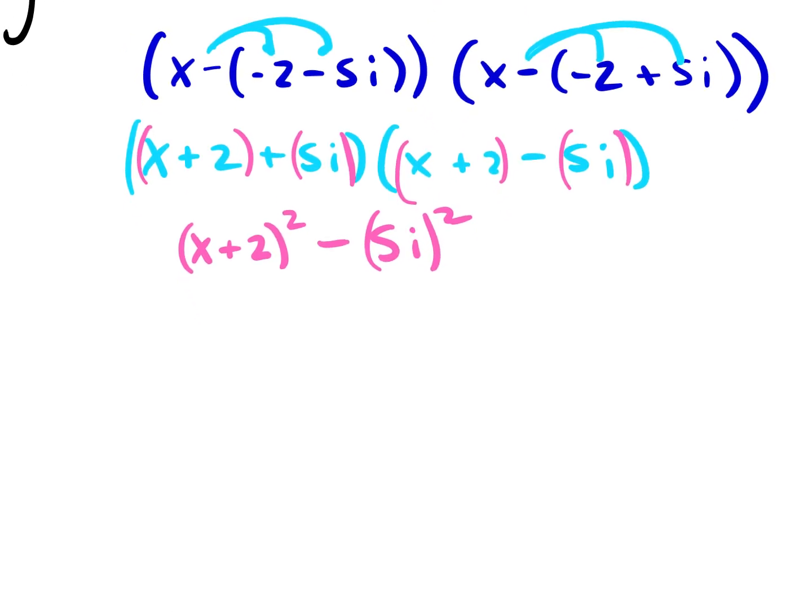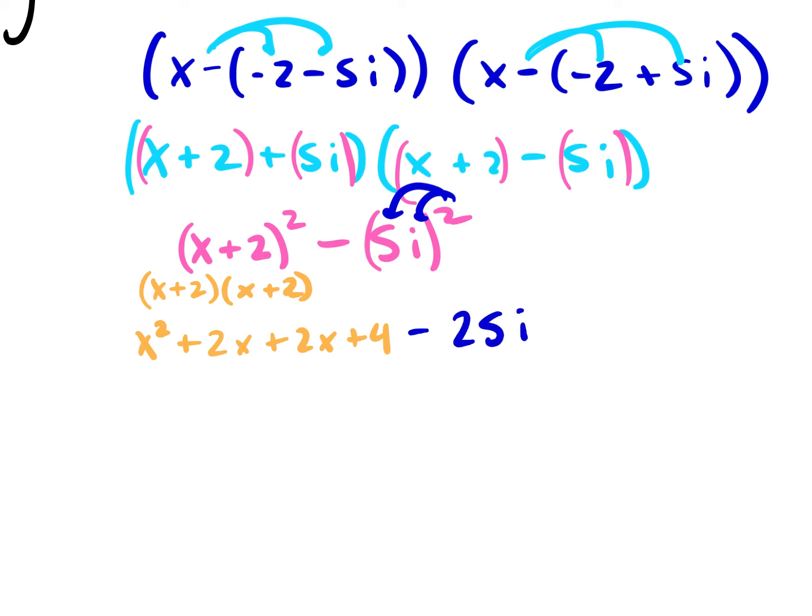So when I have x plus 2 squared, how can I multiply that? What should I do there? I have to FOIL it. So it's x plus 2 times x plus 2, and I FOIL it out. So this would be x squared plus 2x plus 2x plus 4. And then when I have 5i squared, I have to square the 5 and square the i. So this would be minus 25i squared.